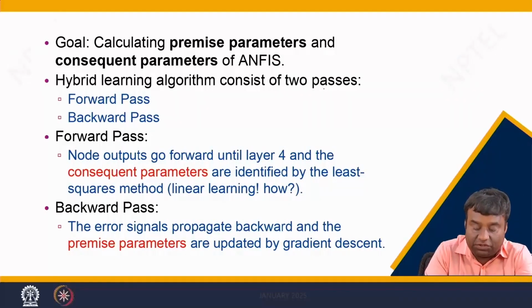Hybrid learning algorithm consists of two passes, forward pass and backward pass. Forward pass: node outputs go forward until layer 4 and the consequent parameters are identified by the least square method. Backward pass: the error signal propagates backward and the premise parameters are updated by gradient descent method.